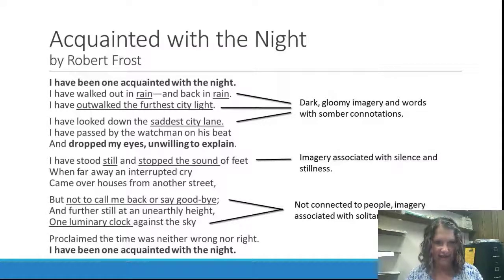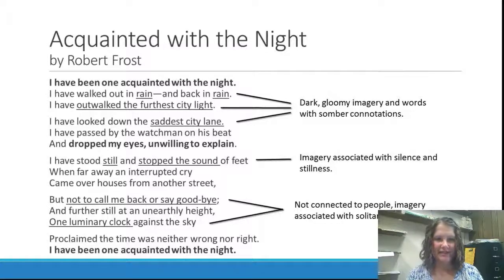And then in the fourth stanza, I notice that he talks about how this cry that he hears is not to call him back or say goodbye. So the cry isn't talking to him. He's not really connected to anybody. And then also this image of the one luminary clock, which is also a solitary thing. And I look at those and I notice that they seem to have a lot in common with that earlier image of him out walking the further city light in line three.